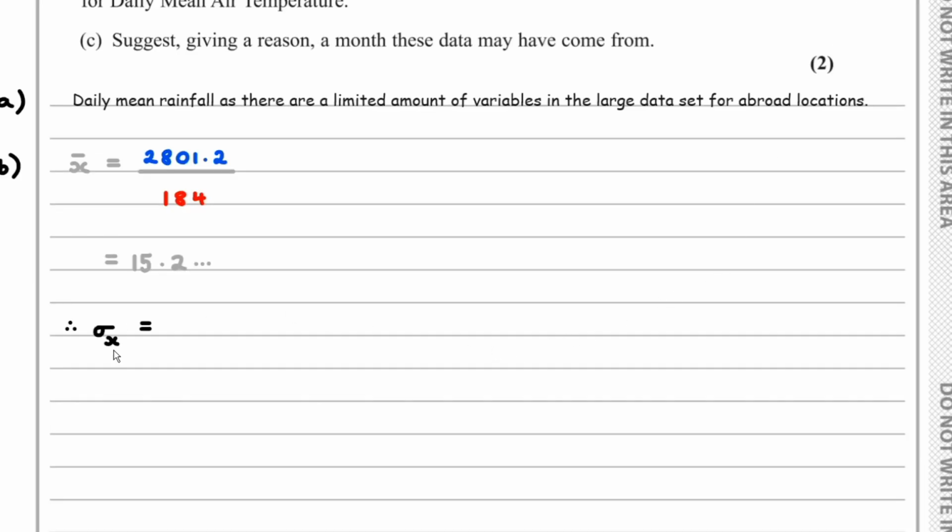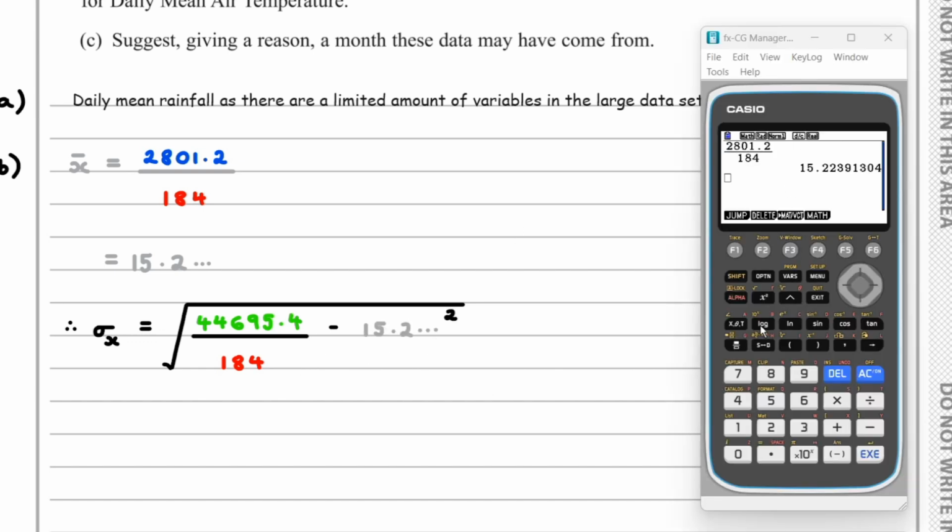So, the standard deviation is equal to the square root of 44,695.4 divided by 184, subtract 15.2 etc. squared. So we have the square root of 44695.4 divided by 184, subtract this 15.2 etc. squared, and working this out we end up with 3.33 etc.